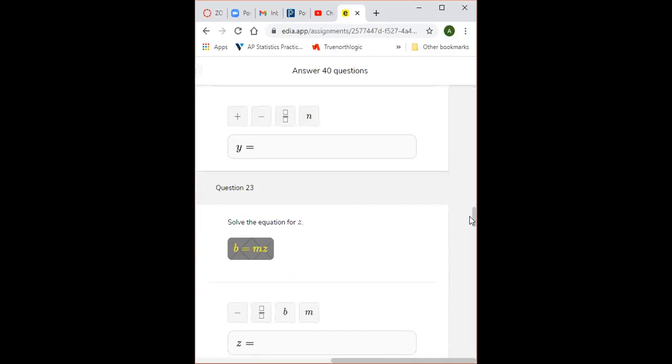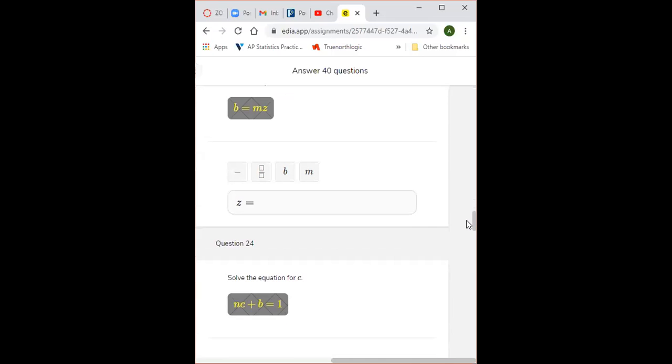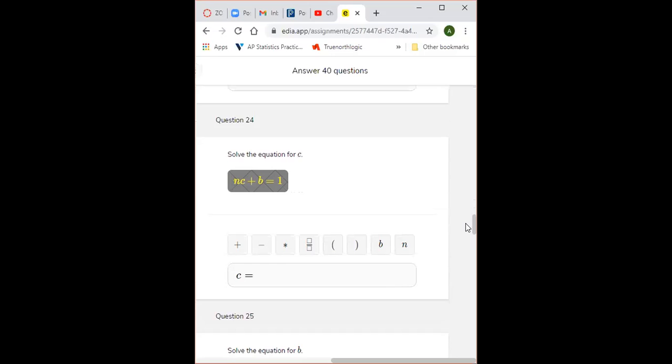All right. This one is the same thing. Check out this one, question 24. NC plus B equals 1. We're trying to solve for C, so I'm going to cover it up. What's on the same side but not with it? Plus B. How do I get rid of a plus B? Subtract B. So these cancel out. I'm going to bring down my NC and then write what I see. 1 minus B.